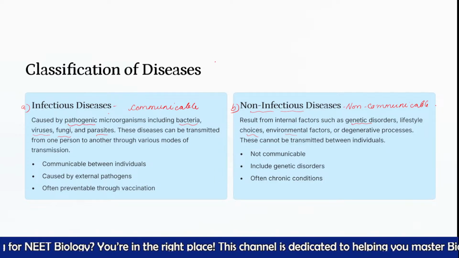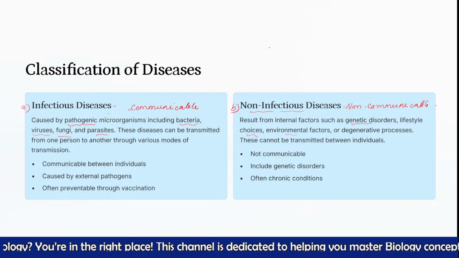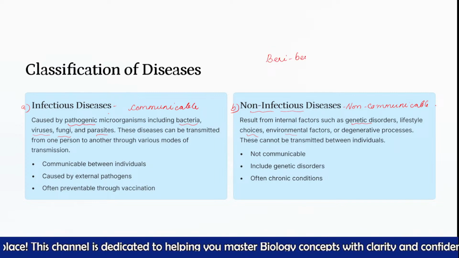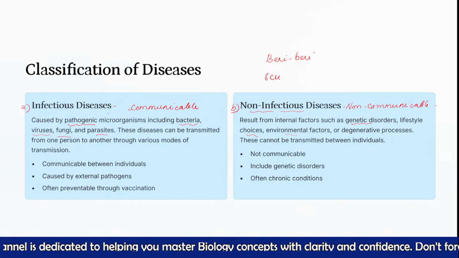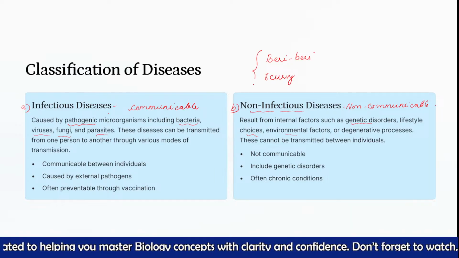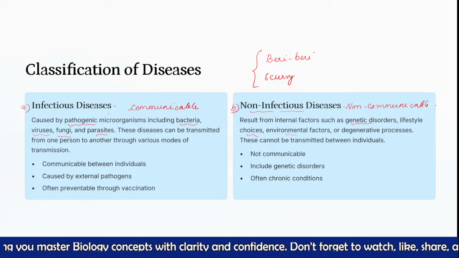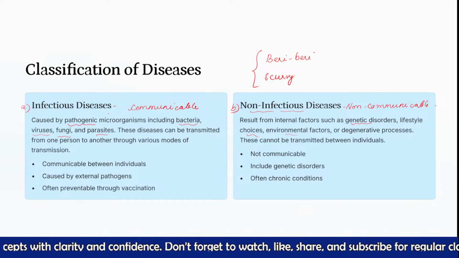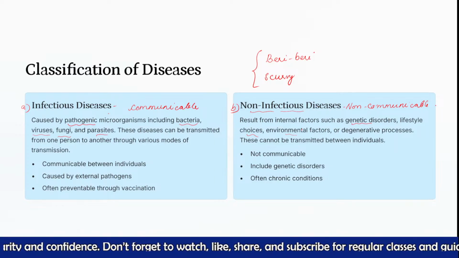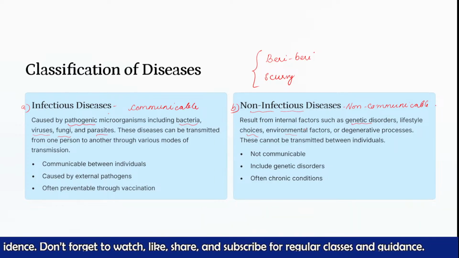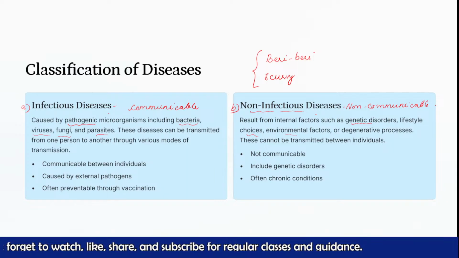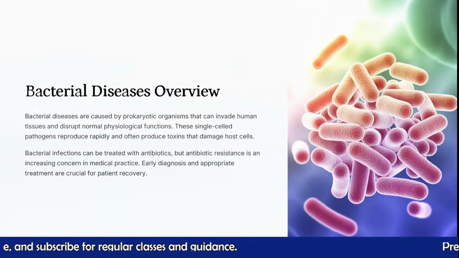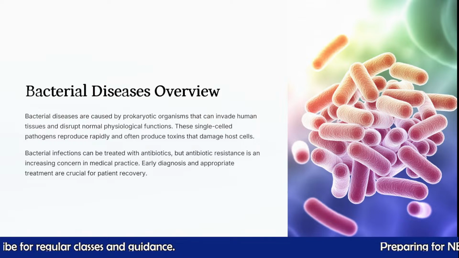Suppose I am telling about the nutrition deficiency disorders like beriberi, scurvy, etc. All these diseases come under which category? These diseases come under non-infectious disease. That is due to the nutritional deficiency. It won't transmit from one person to another. Right? So let's discuss more in detail about the communicable diseases or infectious diseases.